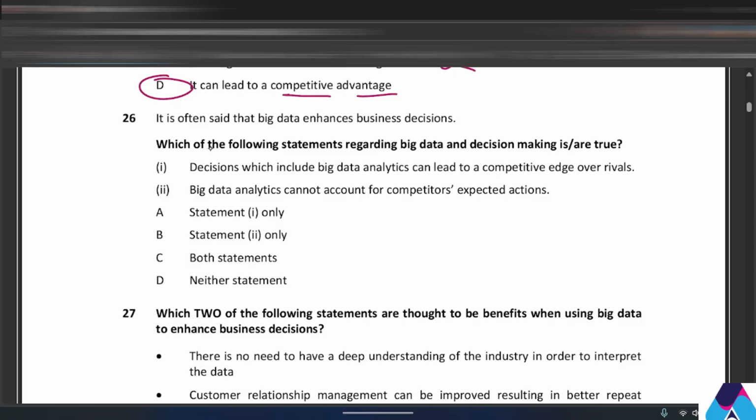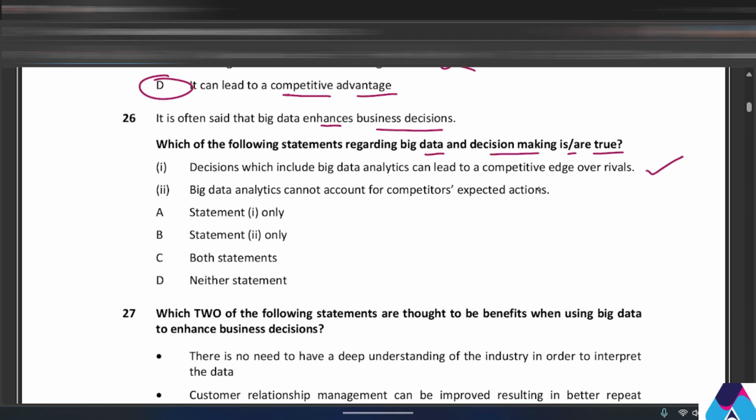Question 26. It is often said that big data enhances business decisions. Yes. Which of the following statements regarding big data and decision making is or are true? Part number 1, decisions which include big data analytics can lead to a competitive edge over rivals. Can lead to a competitive edge over rivals.